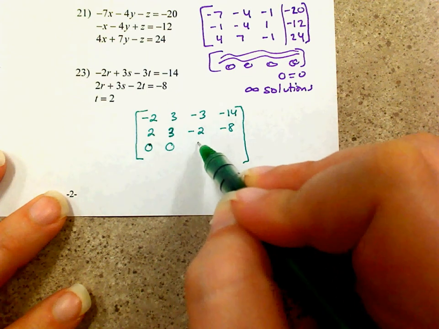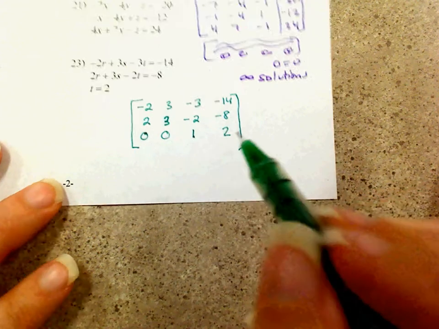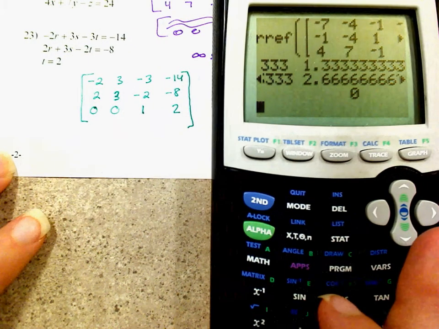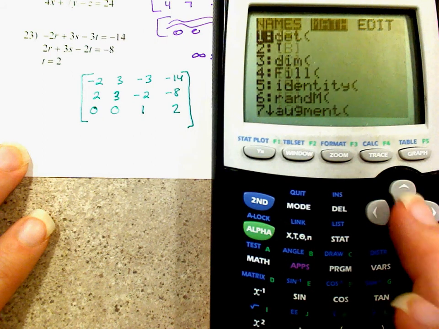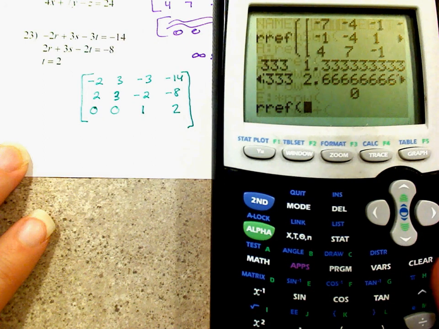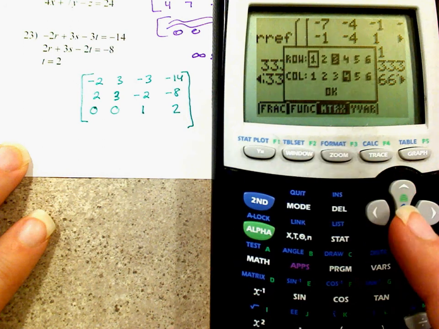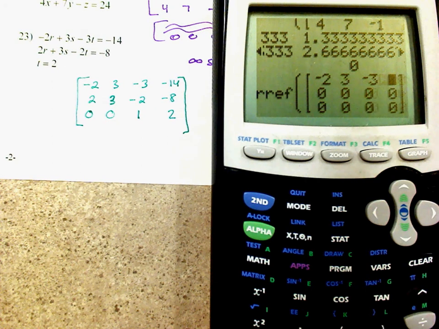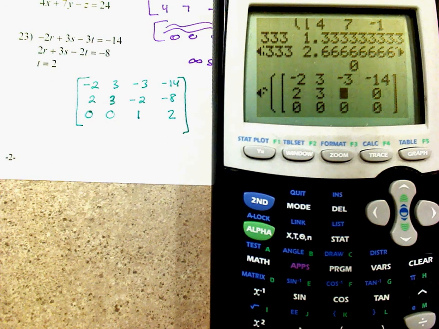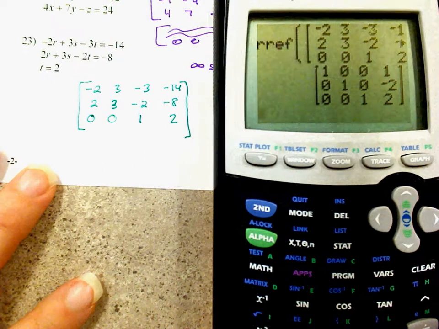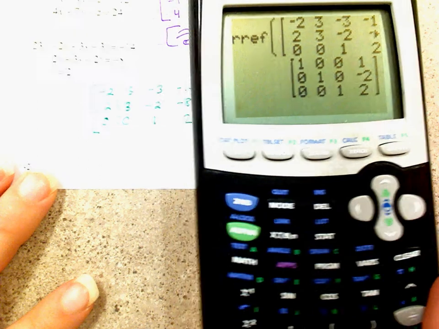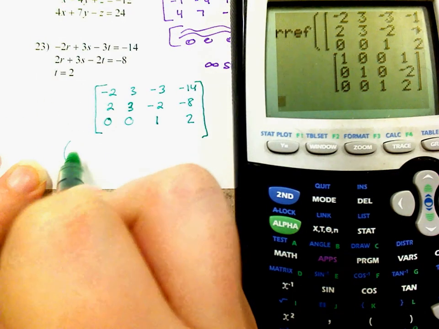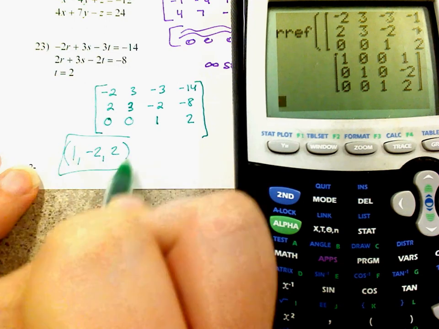Okay, so let's type it in. Second matrix, math, RREF, alpha zoom, it is a 3 by 4, negative 2, 3, negative 3, negative 14, 2, 3, negative 2, negative 8, 0, 0, 1, and 2. I got an answer. So I would write it as what? And there you go. Okay? Alright, so those are the odds.